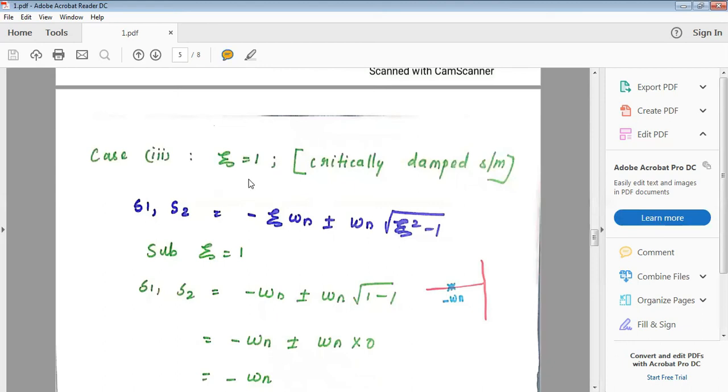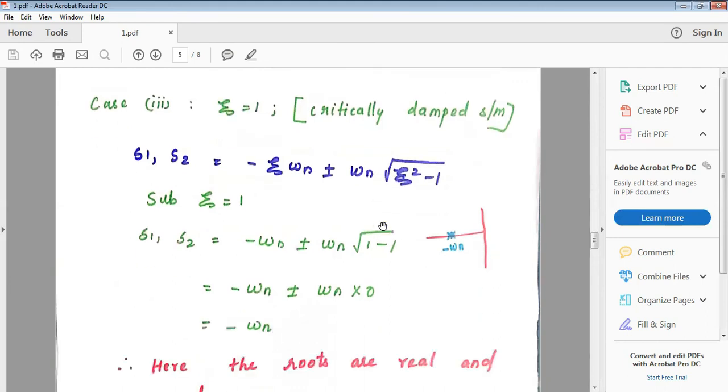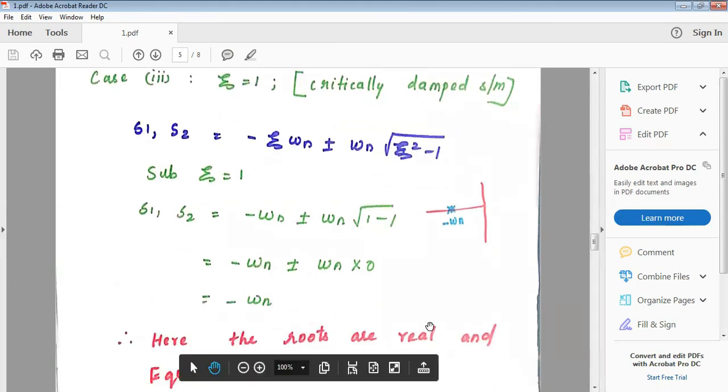So for the critically damped system, in this root, we have to substitute zeta equal to 1. If you substitute zeta equal to 1, here we will get minus omega n plus or minus omega n into root of 1 minus 1, which is equal to 0. So the whole term gets 0, and we will get minus omega n. So here both the roots are real and equal, right? So repeated poles will be lying at the same point in the plane.